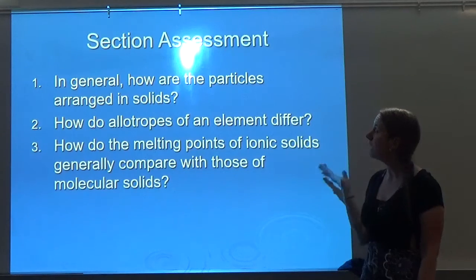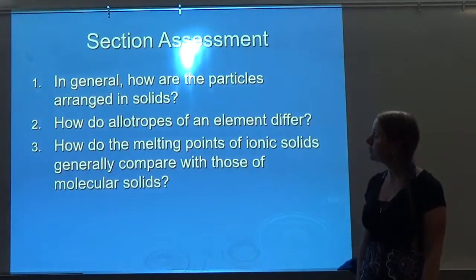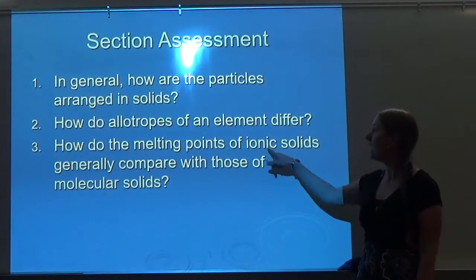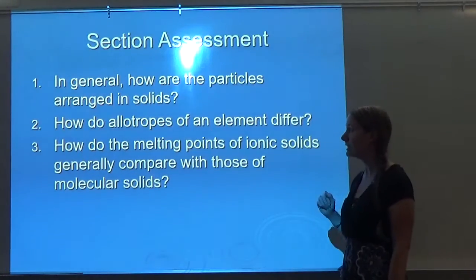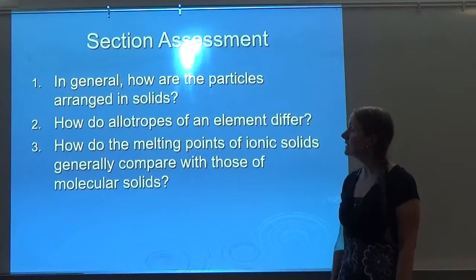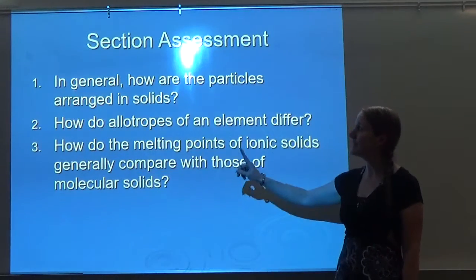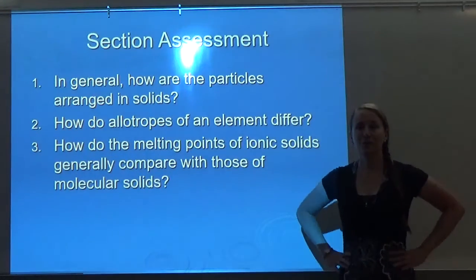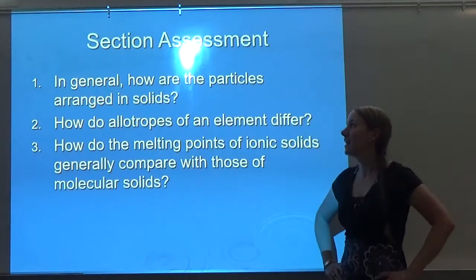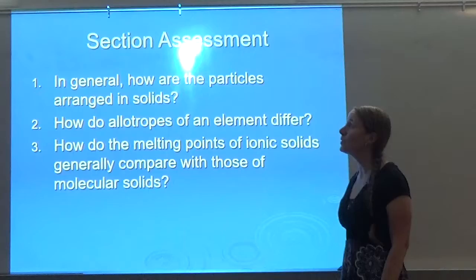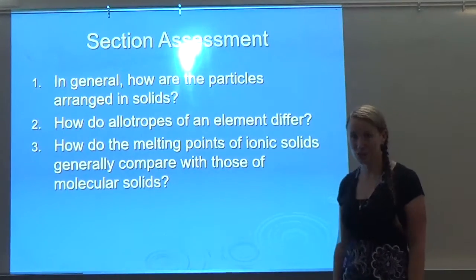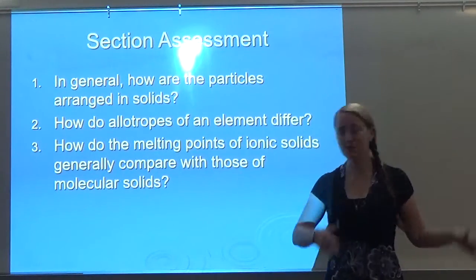And then number 3, how do the melting points of ionic solids generally compare with those of molecular solids? Ionic solids tend to have higher melting points than molecular solids. Whew, that was so nice and easy. All right, if you'll stick around and watch the very last one, which is 13.4, we will focus on phase changes, going from one state of matter to another.